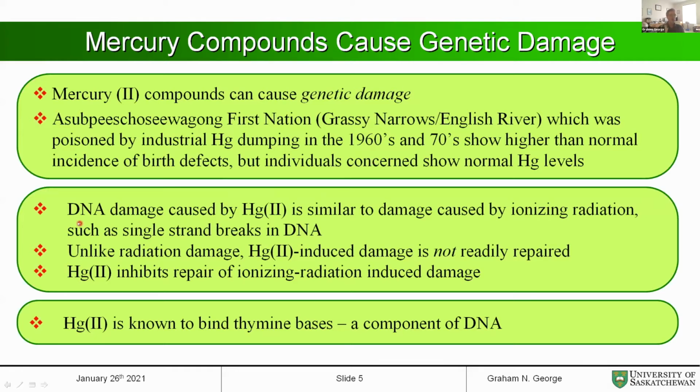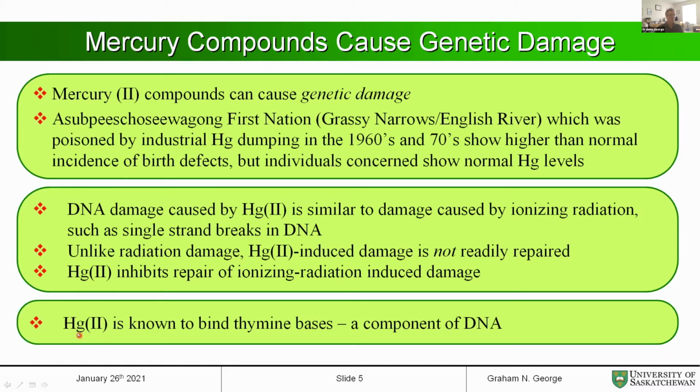Anyway, mercury DNA damage is similar to that caused by ionizing radiation. So you get things like single strand breaks in DNA. But unlike radiation damage, mercury-induced damage is not readily repaired. And moreover, mercury inhibits the repair of radiation-induced damage. So it's an interesting phenomenon.